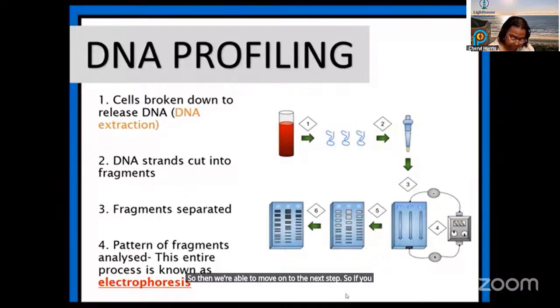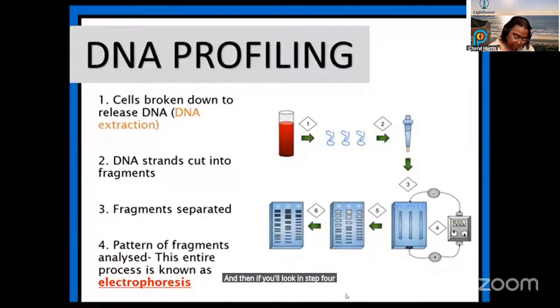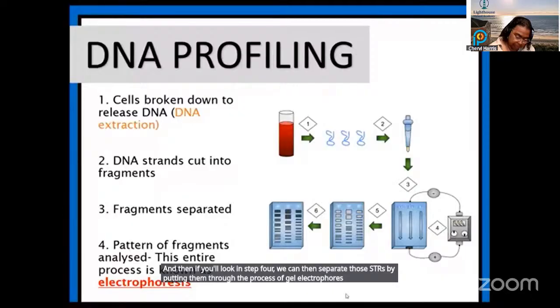If you'll look at step 3, after we have used those restriction enzymes to cut the DNA and secure the STRs, we can then amplify those STRs by using something called polymerase chain reaction, or PCR for short. Then in step 4, we can separate those STRs by putting them through the process of gel electrophoresis. The DNA is placed in wells, and if you'll look at picture 5, those gray rectangles represent wells.